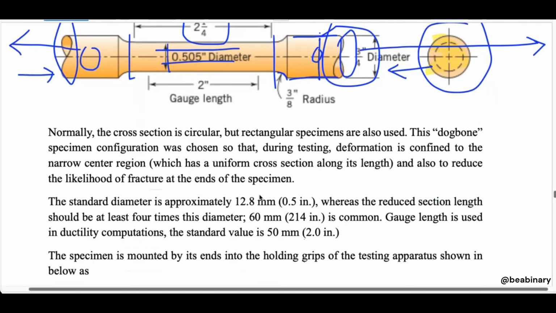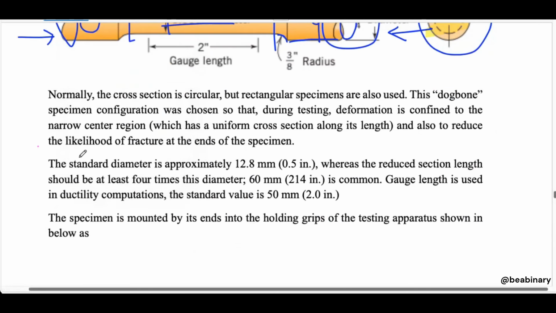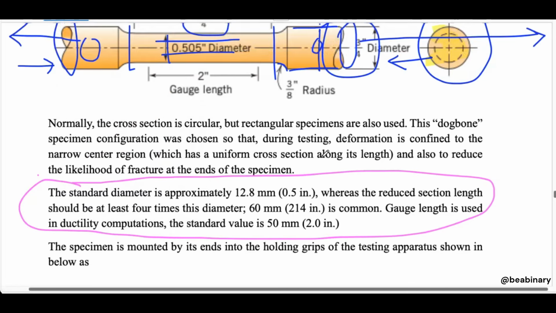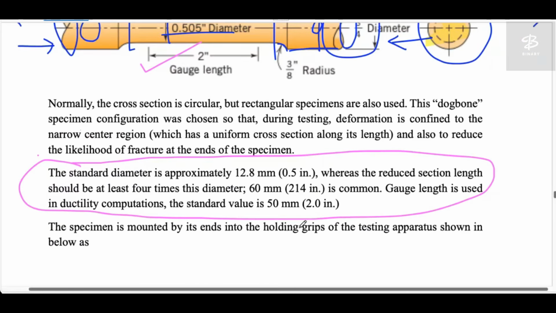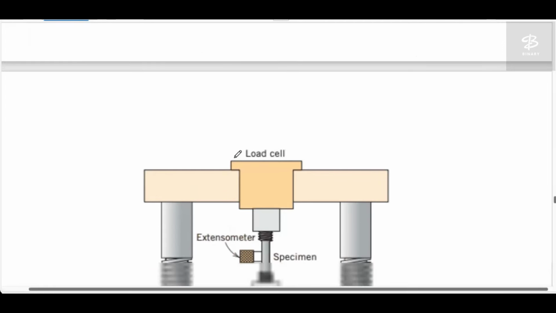If you see here, this is your specimen design: what the length should be, what the diameter should be. They have already mentioned that here for your better understanding. The specimen is mounted by its ends into the holding grips of the testing apparatus, shown as below. As you can see, this is the apparatus.